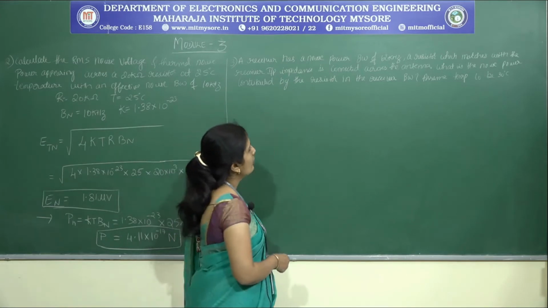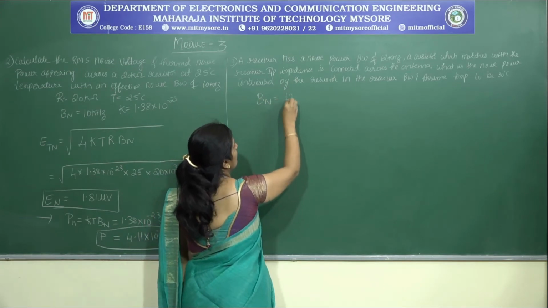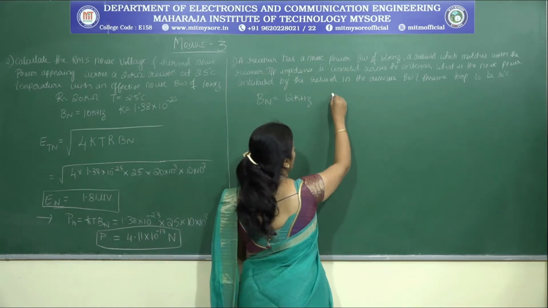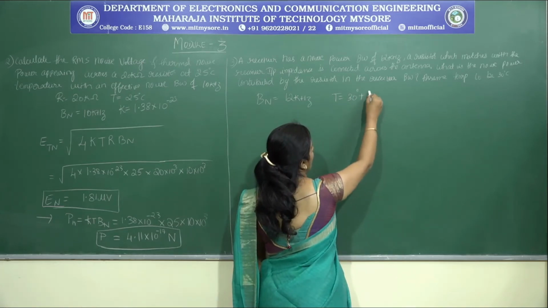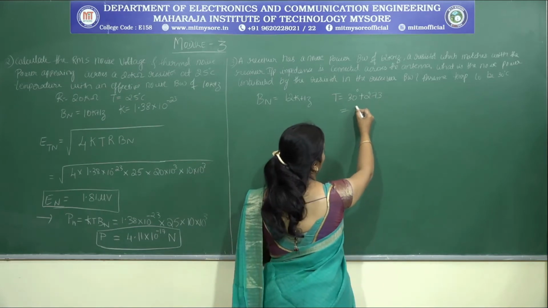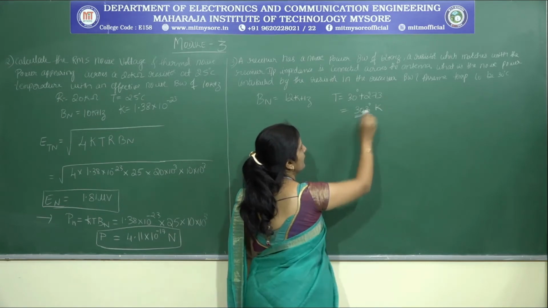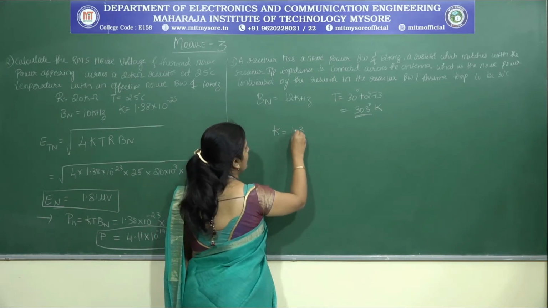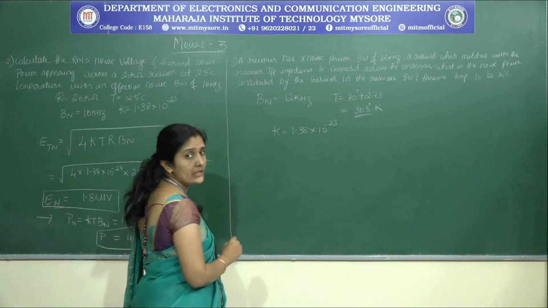Celsius. Now the given terms are Bn is equal to 12 kilohertz and assuming the temperature 30 degrees, that is T is equal to 30 degrees Celsius. Converting to Kelvin, we have to add 273 to the Celsius value. So after adding this, we are going to get 303 degrees Kelvin. We know the K, that is Boltzmann constant, is equal to 1.38 into 10 power minus 23. So keeping this, let us solve.